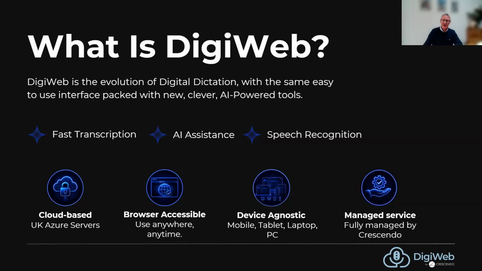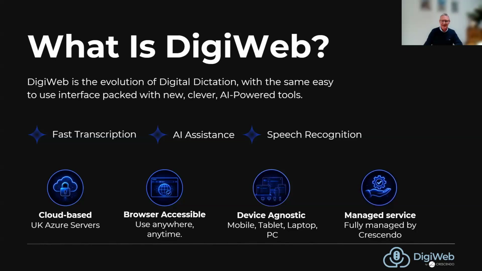DigiWeb also offers AI assistance. This feature tidies up grammar, spelling, and punctuation, and can create referral letters, consultation notes, and medical reports in seconds, again, by simply clicking a button. And finally, speech recognition. The author dictates, and the speech is captured in real time as they speak and converted into text with very high accuracy.